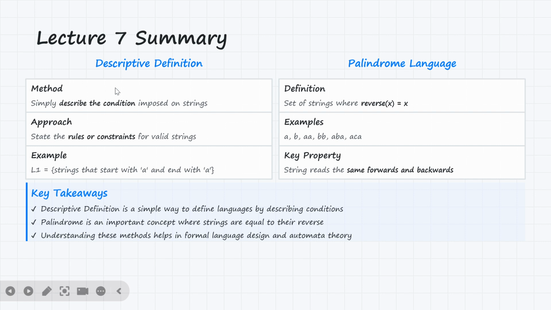So today we studied descriptive definition and palindrome language. In descriptive definition, we write the rules as they are in brackets and give the language a name, like this: this is the rule and this is our language name L1. In a palindrome, reverse of x is equal to x. The reverse of a string is equal to the actual string.